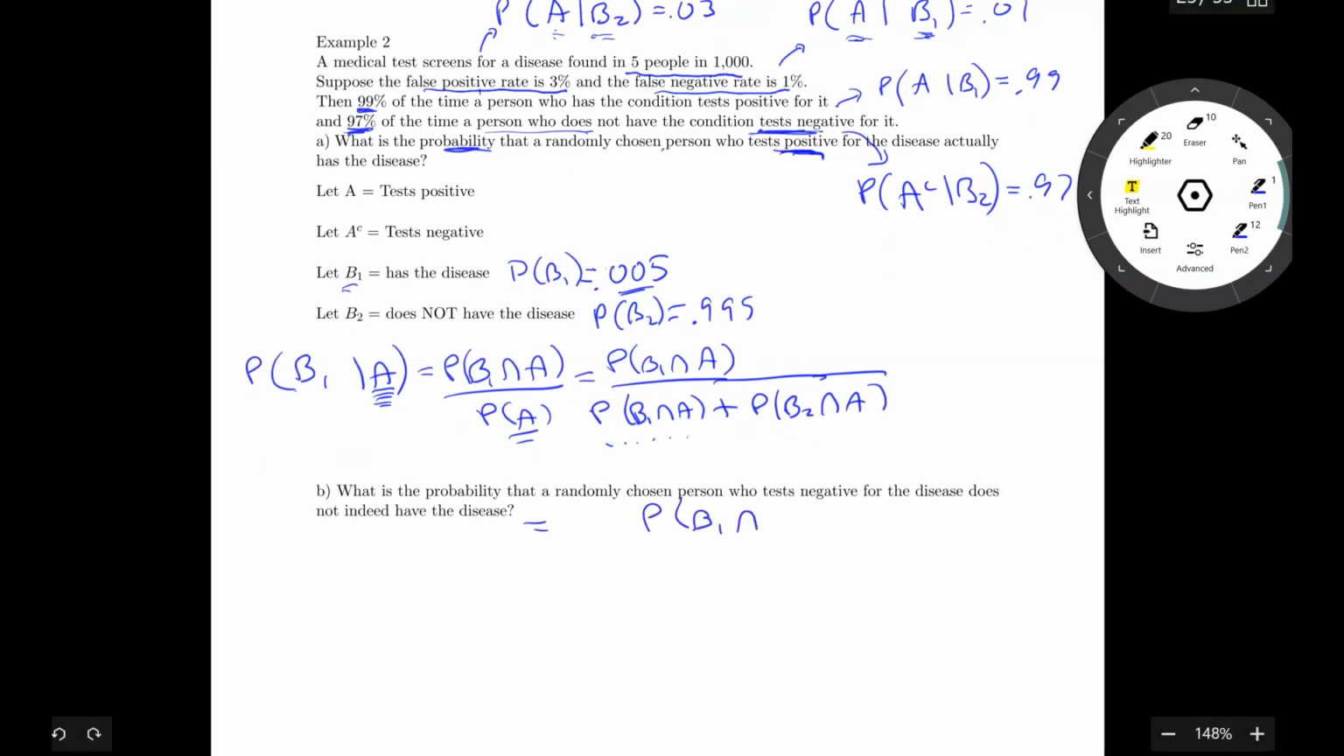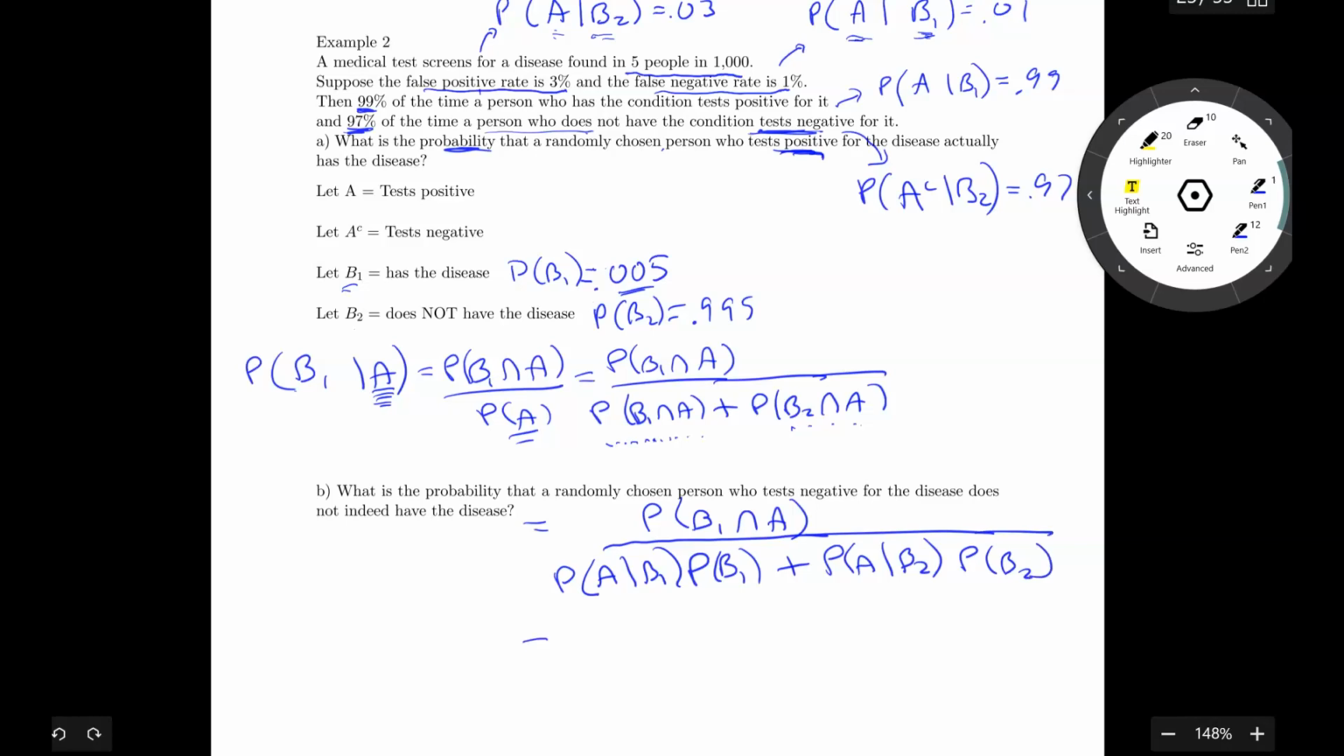So B1 and A all over. Okay, so this here, B1 and A, that's the probability of A given B1, times the probability of B1. Or what else do I have over here? So this here would be the probability of A given B2 times the probability that B2 is happening, right? Okay.